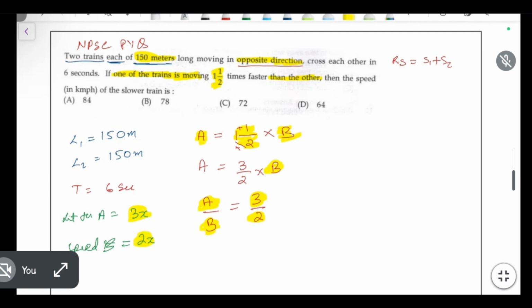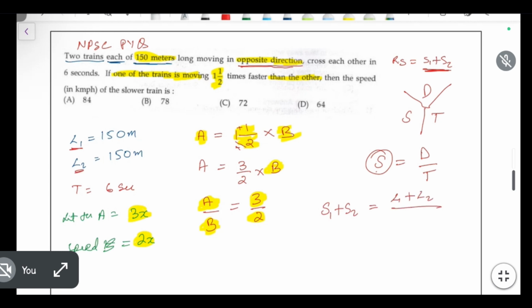That's what I've assumed. Let's write the formula. Formula was we need to find what? Speed. So I'll just write the formula here. Distance, speed, time. Speed is equal to distance by time. We are talking about relative speed because we have two moving objects. So relative speed, since you are traveling in the opposite direction, speed is how much? Speed 1 plus speed 2. They are traveling in the opposite direction. That's the reason why I'm using plus here. Equal to distance is what? We have two trains here, length 1 and length 2. Length 1 plus length 2 divided by the time.